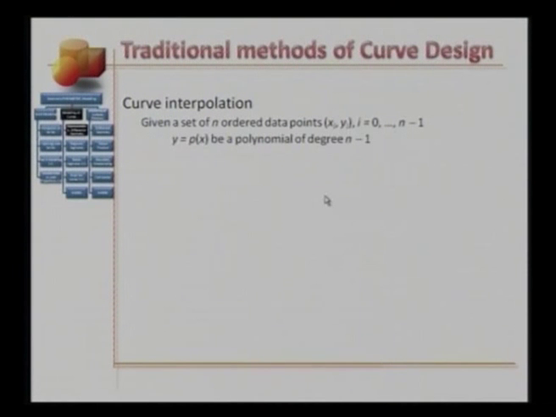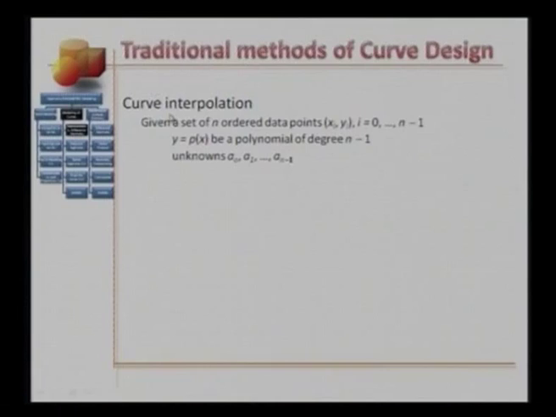Let's discuss in brief a few traditional methods of curve design. The first one is curve interpolation. Given a set of n ordered data points, xi, yi, i going from 0 to n minus 1, we need to fit a polynomial y equals p(x), which is of degree n minus 1. We all know from our grade classes and from our engineering first, second, third year classes how to do this.